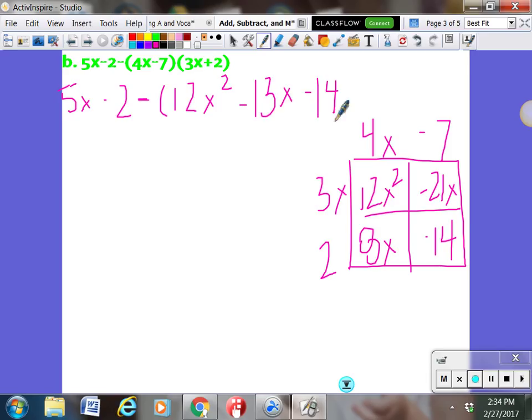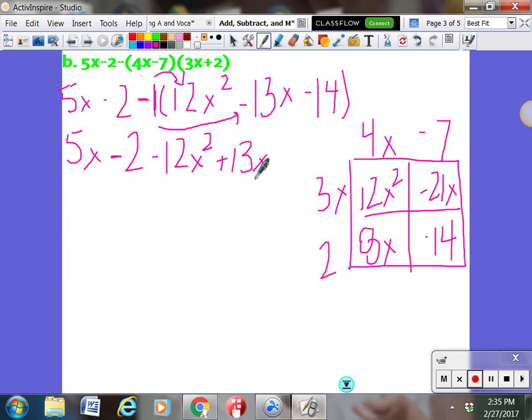minus 14. Now I look at my number in front of my parentheses here. My number in front of my parentheses is negative 1. So I'm going to have to distribute negative 1 to each thing in parentheses. The only time you don't have to distribute is if you have a positive 1. So I'm going to multiply negative 1 times 12x squared, which is going to give me negative 12x squared. Then I'm going to multiply negative 1 times negative 13x, which is positive 13x. And negative 1 times negative 14, which is positive 14.